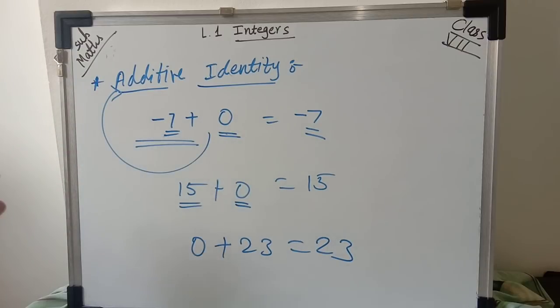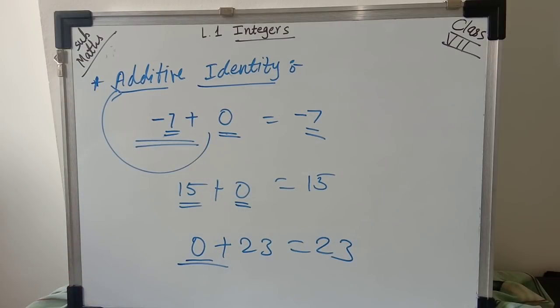So remember students, which one is the additive identity for integers? When you are doing addition, remember 0, because after adding 0 to any integer, we get the same integer, and that is the additive identity. So here we have seen additive identity.